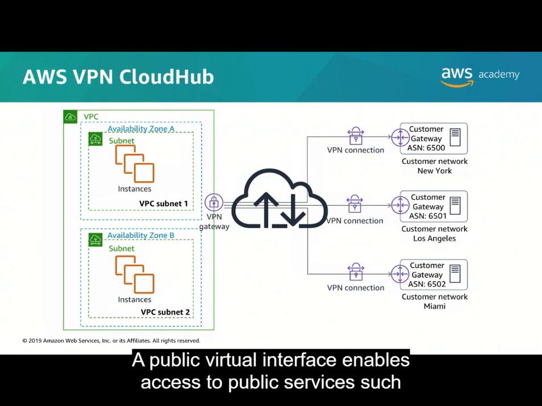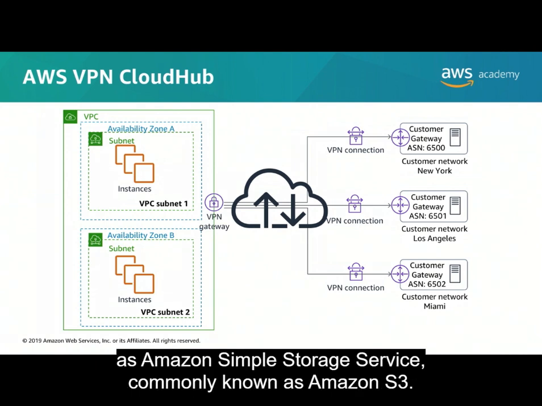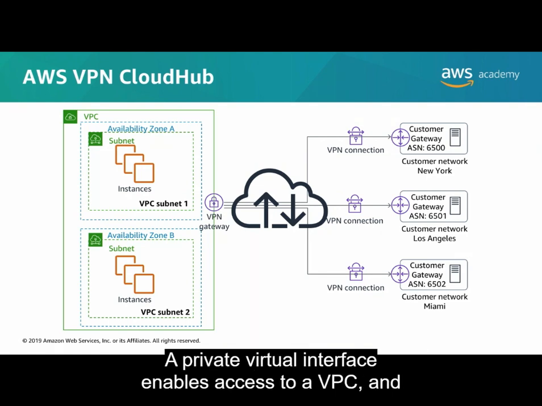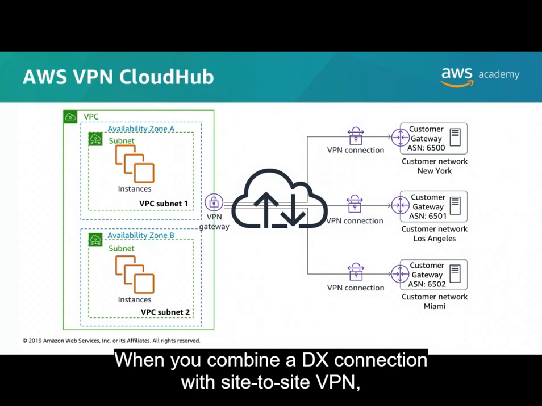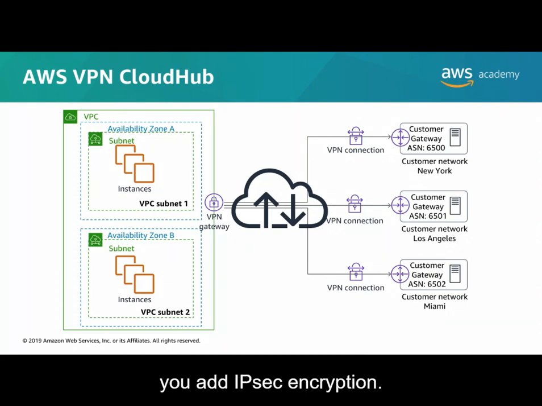A public virtual interface enables access to public services, such as Amazon Simple Storage Service, commonly known as Amazon S3. A private virtual interface enables access to a VPC, and it is attached to a virtual private gateway. When you combine a DX connection with site-to-site VPN, you add IPsec encryption.